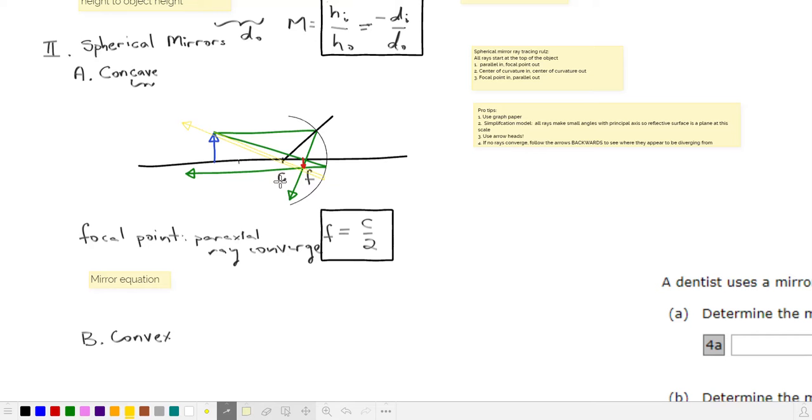So let's classify this image. You notice that the image is below the principal axis, which means it's inverted. It's smaller than the object, which means our magnification is less than 1. And real light travels to this location, so the image is real. So real, inverted, and smaller.